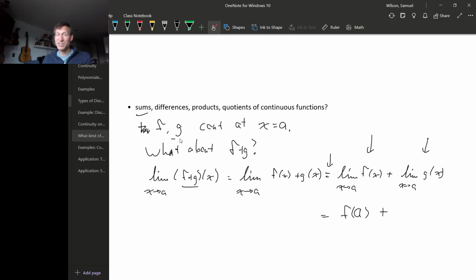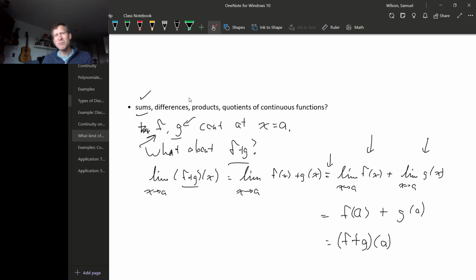And because g is continuous at a, the limit of g is g of a. But this is exactly the value of the function f plus g at the x value a. So the upshot here is, wherever these individual functions are continuous, their sum is also continuous. So that means sums of continuous functions are continuous.